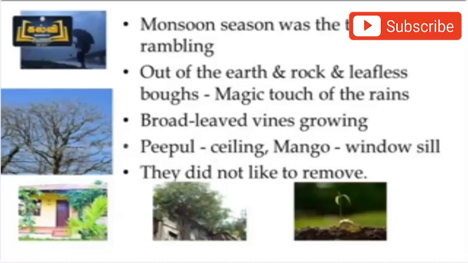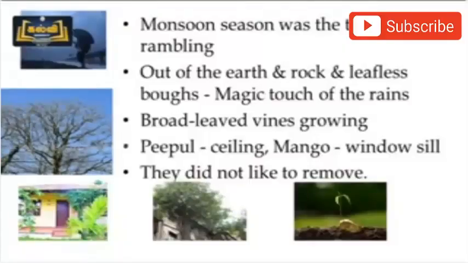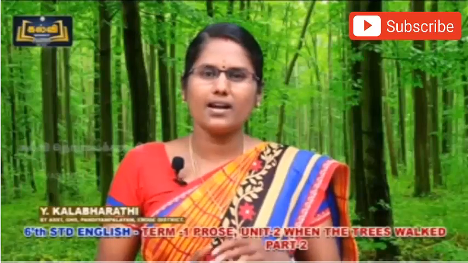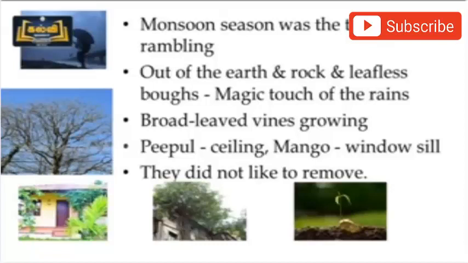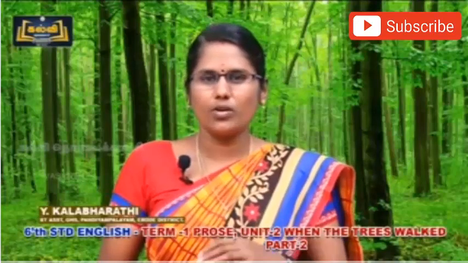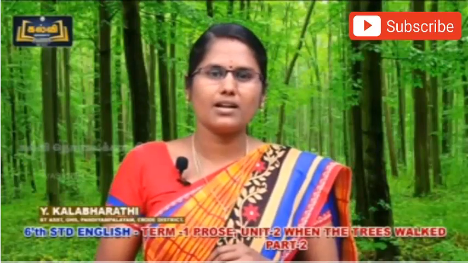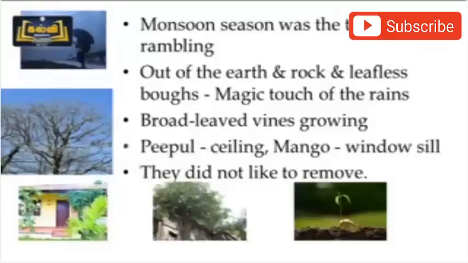Broad leaved vines were growing. Plants start to grow in most unlikely places. Peepal would take root in the ceiling. Mango would sprout on the windowsill. Peepal trees take root in the roof of the house, and mango trees sprout in the windows.